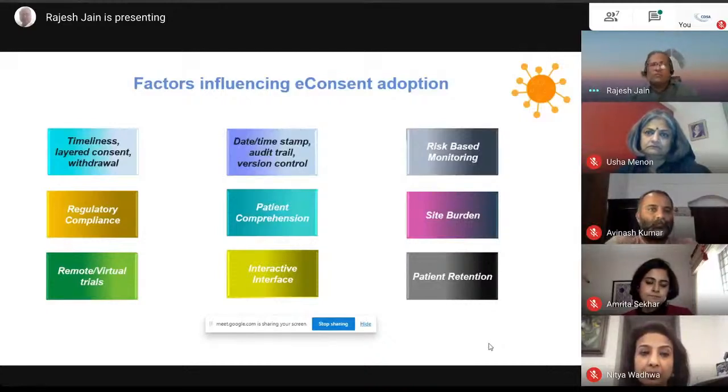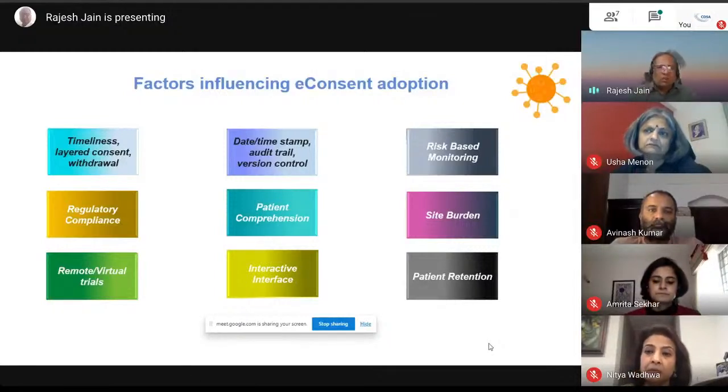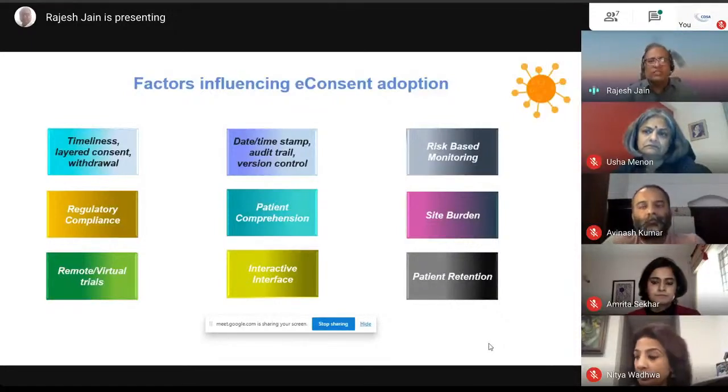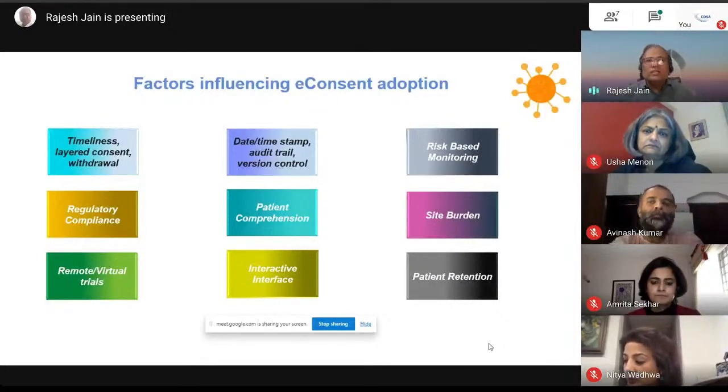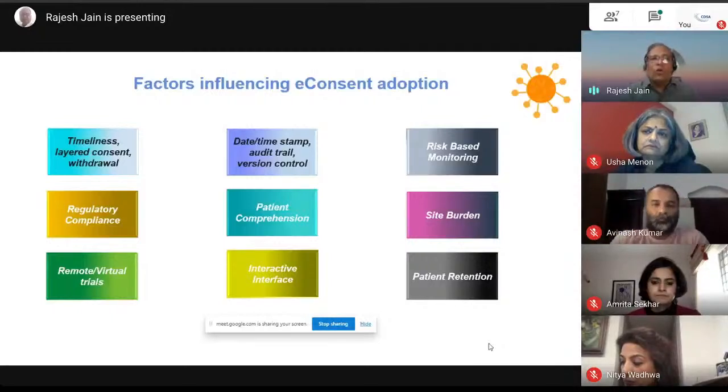All of us have known about the problems with the consenting process. Even today, from US FDA inspections, 17% of all inspection findings are related to consent. They could be wrong versions, wrong signatures, people not having used the right consent versions, or not having done the consent process before the study procedures were initiated, and so on. And an e-consent platform overcomes all of them.